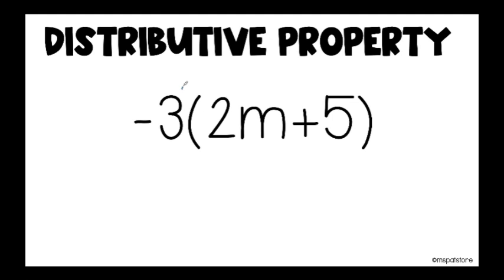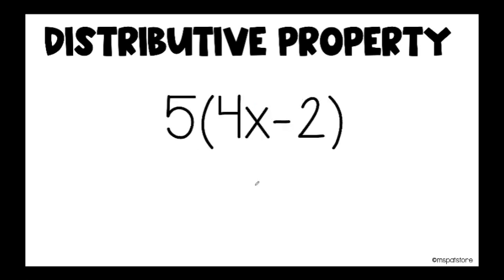Negative 3 times 2m. Negative 6m. Remember that when you're multiplying different signs, your answer must be negative. So, negative 3 times 2m is equal to negative 6m. Now, I need to multiply negative 3 times positive 5, which is negative 15. Now, I would like you to pause the video and try to do this one by yourself.